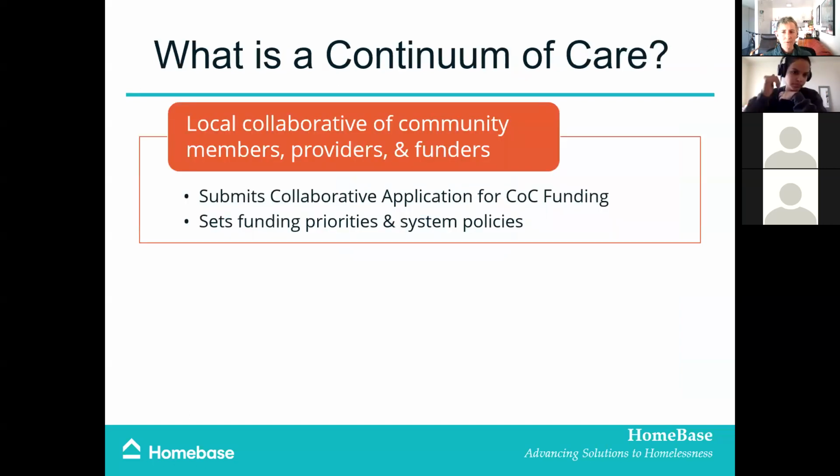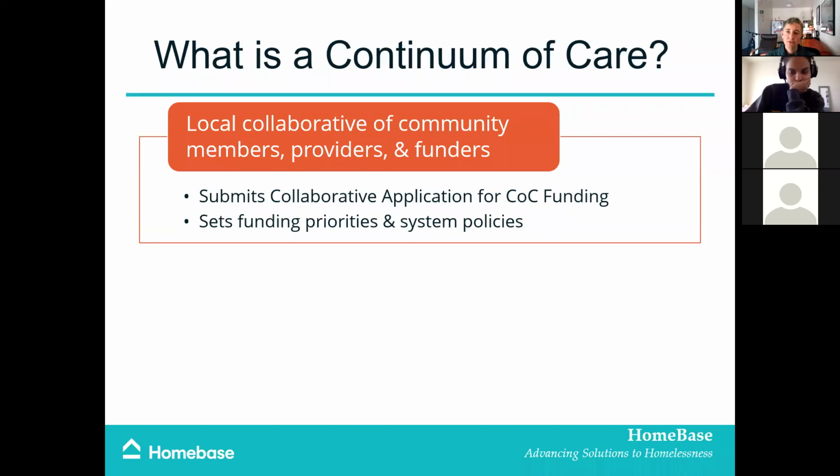But what is a continuum of care? We know the Continuum of Care program, the COC program, is a federal funding stream, but we also talk about the Continuum of Care. The title slide of this presentation said Santa Clara County Continuum of Care. So what is that? Continuum of Care is the phrase that HUD and now most communities use to refer to a local collaborative, a local group of community members, of housing and shelter and service providers, of funders that come together specifically for the purpose of submitting an application for Continuum of Care funding.